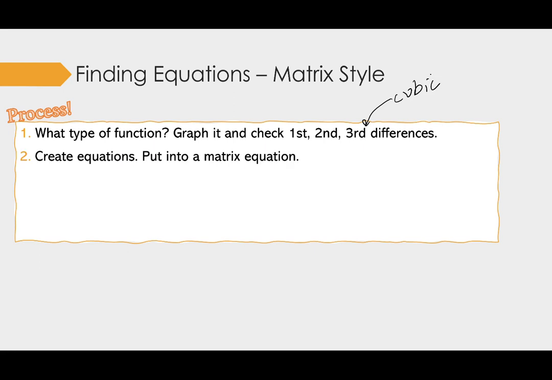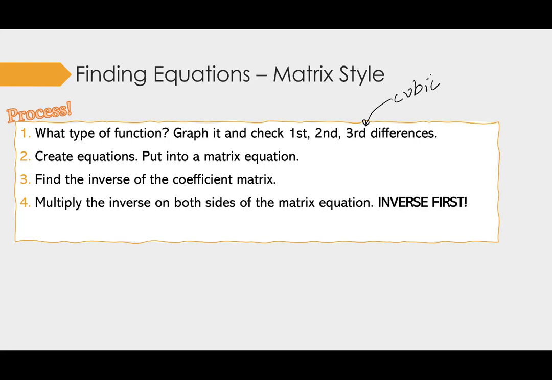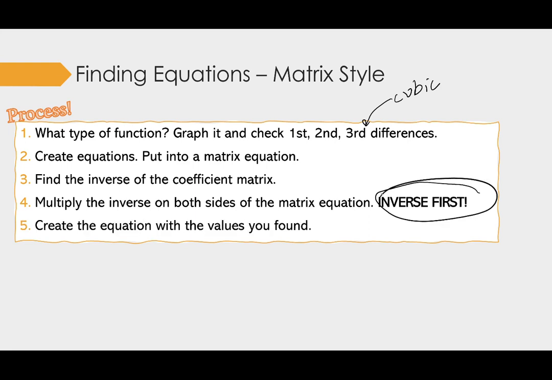From that, we'll decide what kind of equation we need, make an equation, and put it into a matrix equation like we saw on the last slide. Then we'll find that inverse using Excel and multiply by it. Inverse first, like we said, that's very important. And then we will have the values that we need to make our equation. Let's go ahead and head to Excel and see how this works.